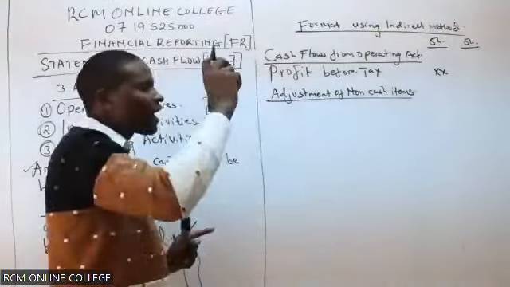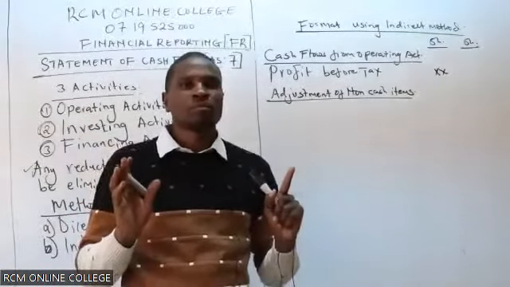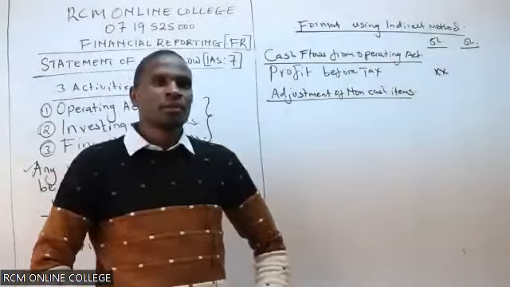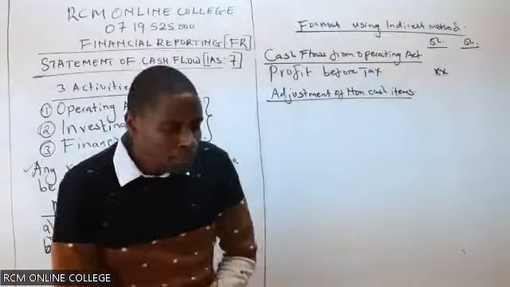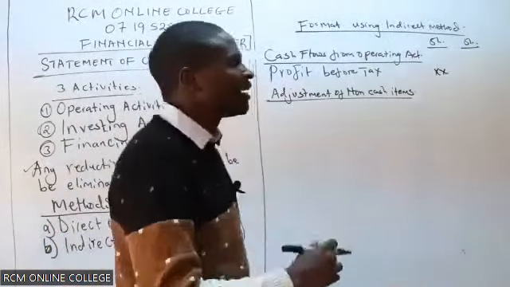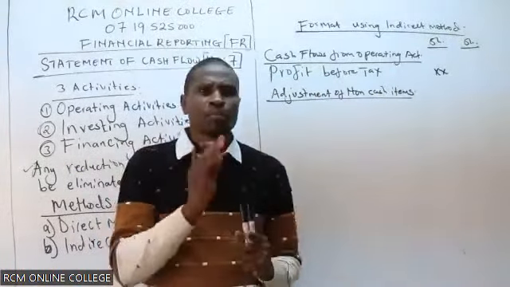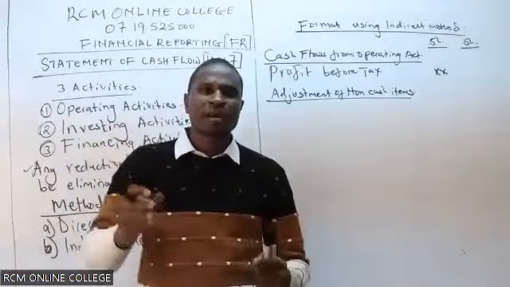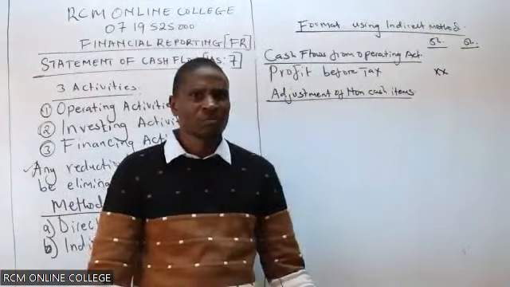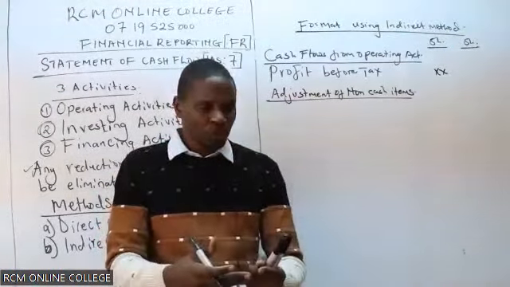Adjustment of non-cash items. Who can give me one of the non-cash items that you know? Just one. Impairment, depreciation. Thank you so much. Non-cash item: something that is a provision. Remember, depreciation is a provision. An accountant sits there and says, let's provide for depreciation at a rate of 25%. Provision. Gain on disposal. Those are just provisions.